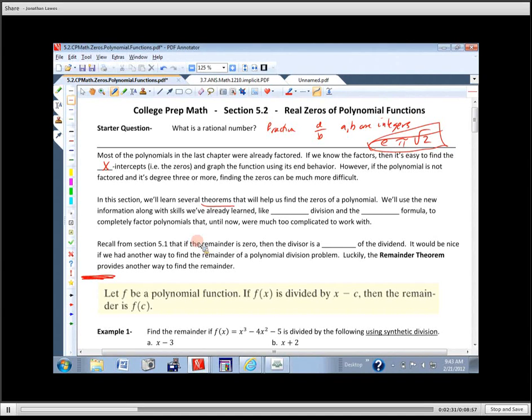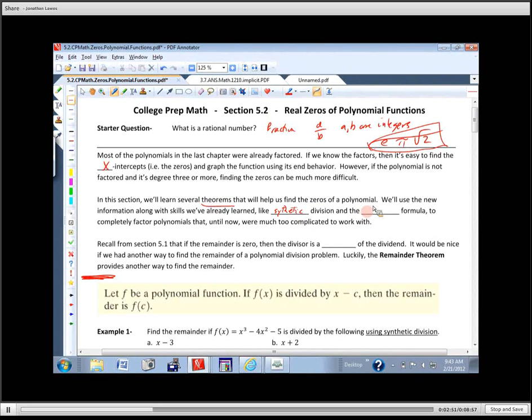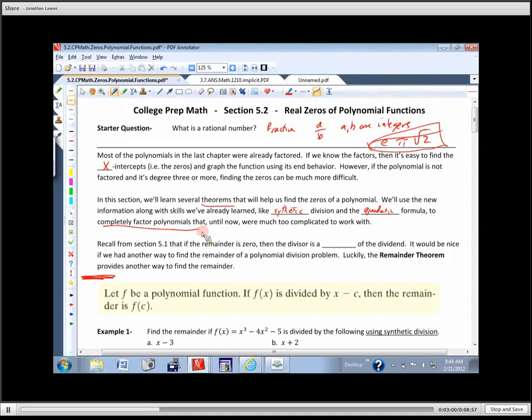We're going to learn a bunch of theorems that have already been proven to be true, and they're going to make our lives easier because we're going to be finding the zeros of a polynomial. We're going to use some new information along with skills that we've already learned, like synthetic division, which we just practiced, and what formula? Quadratic. Very good. So we're going to use synthetic division and the quadratic formula to completely factor polynomials that, if we showed them to you now, would look impossible to find the zeros of. They'd look impossible to factor, and yet we're going to be able to factor them.